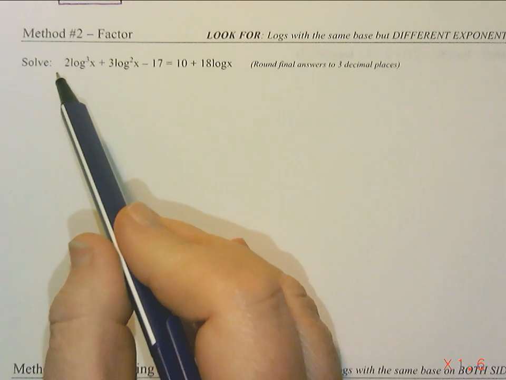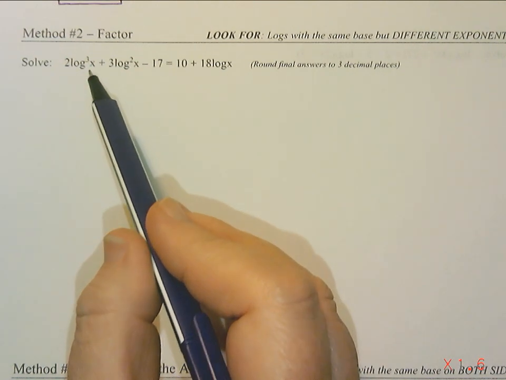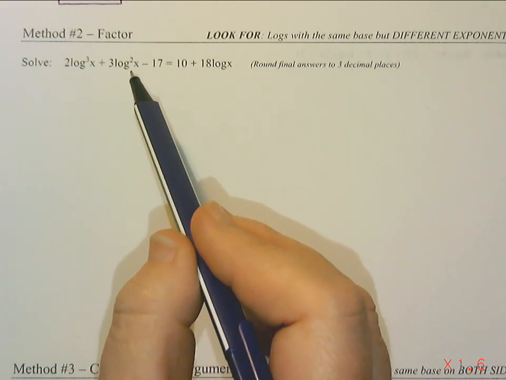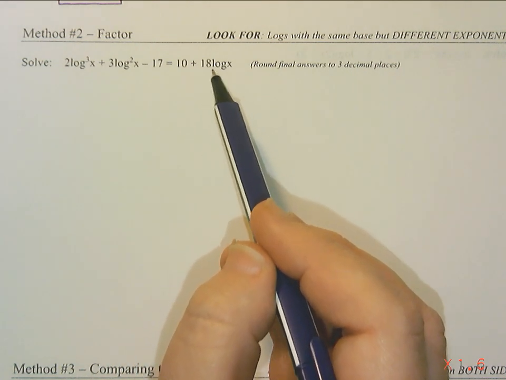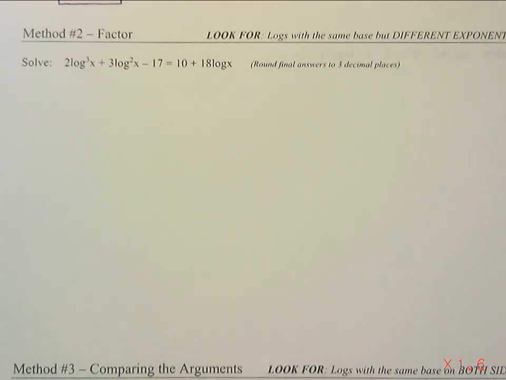So it says 2 log to the power of 3 x plus 3 log to the power of 2 x minus 17 equals 10 plus 18 log x.